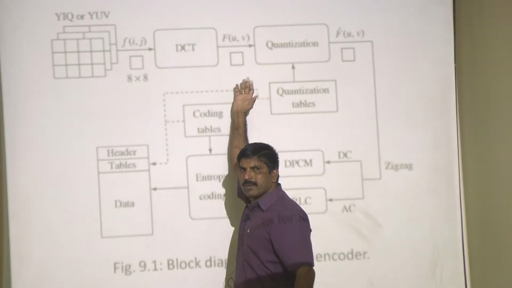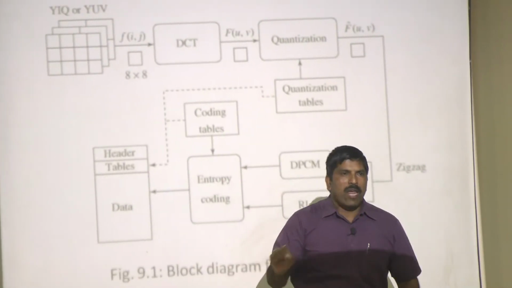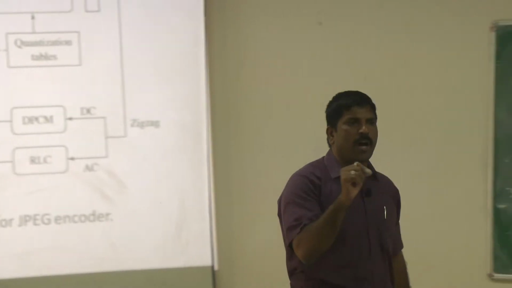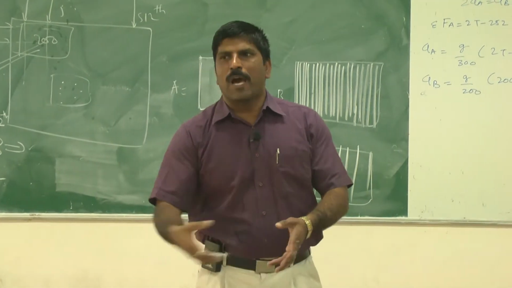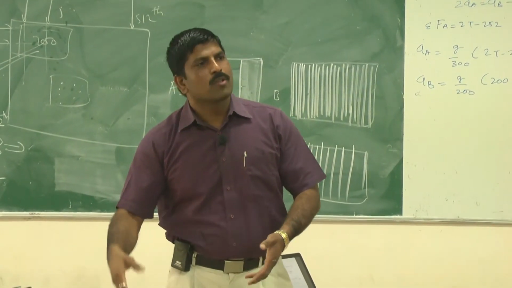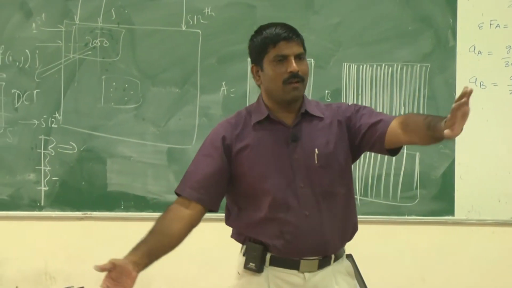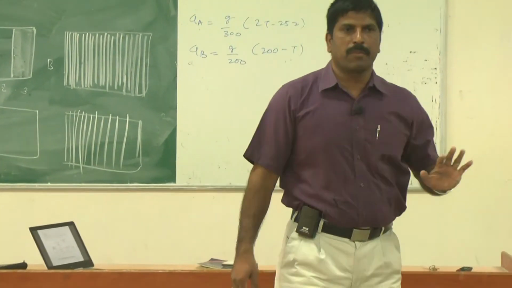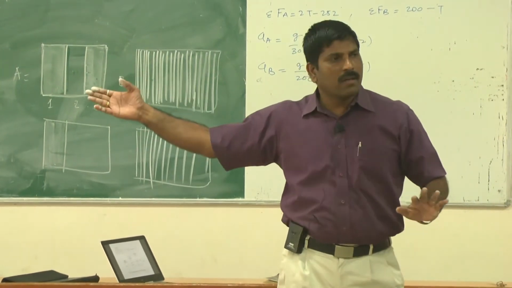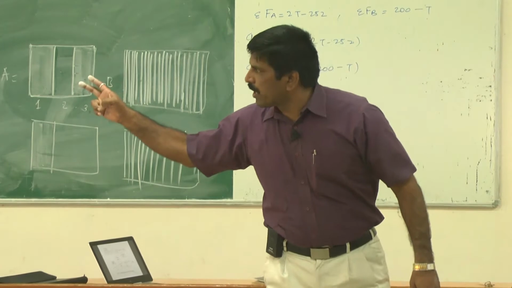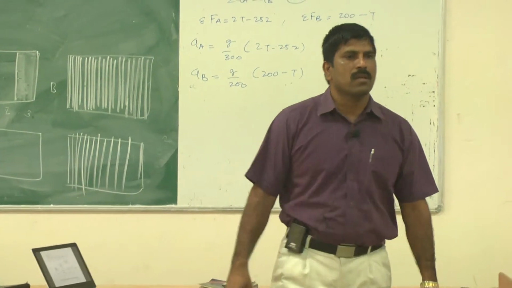After that, those components are quantized. For example, if there is a small value of a high frequency component, after quantization it will be approximated to 0. So most of the AC high frequency components will be 0. Only the low frequency components will have significant values. After that, there are two coding techniques used, one for DC and another one for AC.